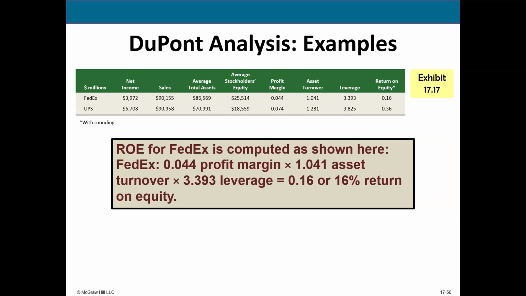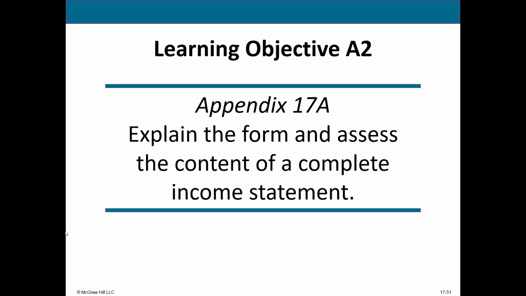And so, for example, for FedEx, we can see that the return on equity is 16%. We take the profit margin times the asset turnover ratio times the leverage index, which gives us 16% return on equity for FedEx. That tells us that FedEx is very good at using their overall equity, their investments for equity, in a very efficient way. So, not necessarily need to know, but just something that I'd like you to know.